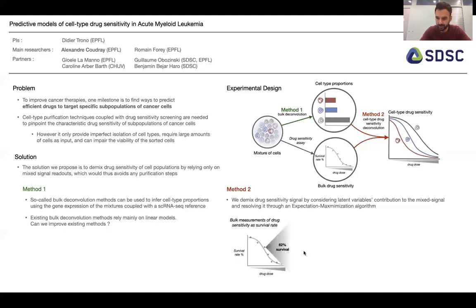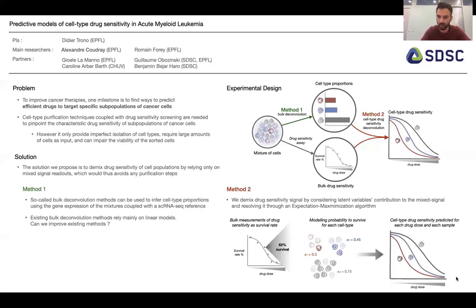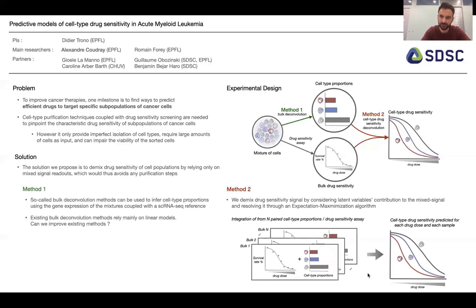Thus, what we are doing is to model the probability to survive a treatment of each cell type and their contribution to the observed survival rate at the bulk level. Ultimately, we get a prediction at the cell type level by integrating information from multiple samples.